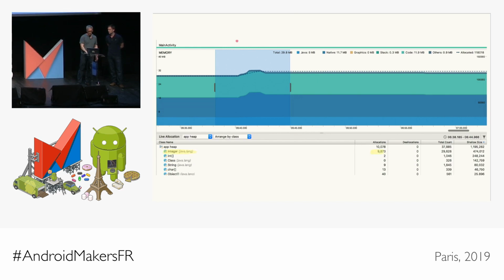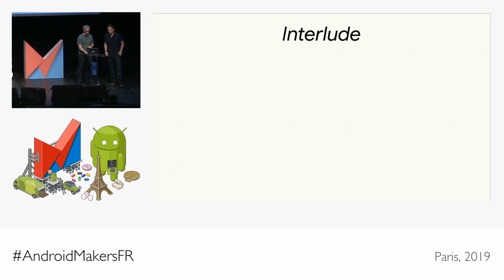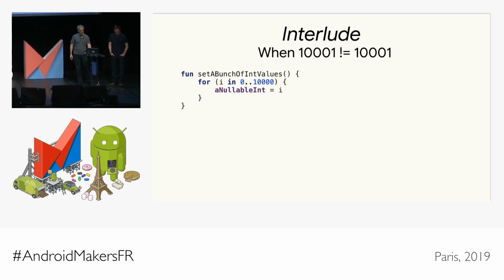And if we look closely, we can see that integers were allocated to the tune of 9,873, which is interesting but unexpected, right? We're running in a tight loop 10,001 times. Why is it 9,873? It's close to 10,001, but I wouldn't really round it off to that number. So how did we get there? This is sort of interesting. When does 10,001 not actually equal 10,001?